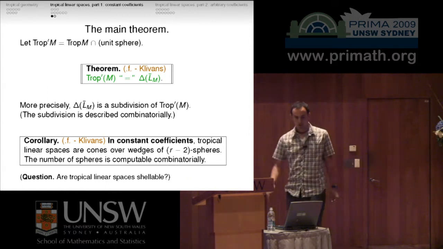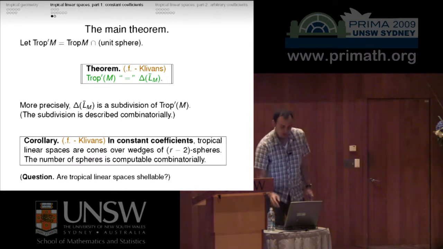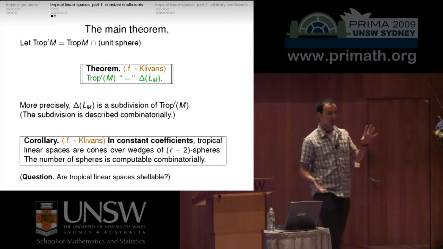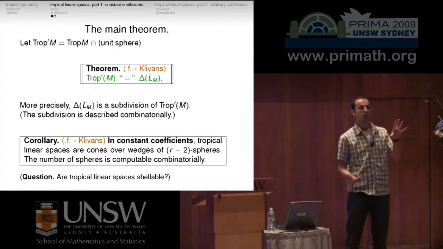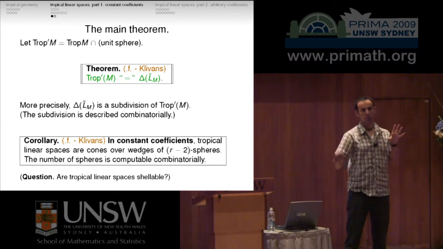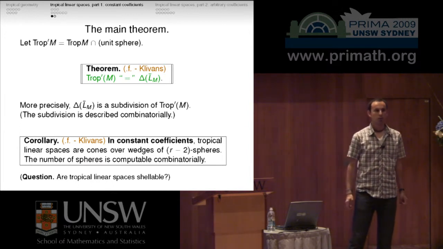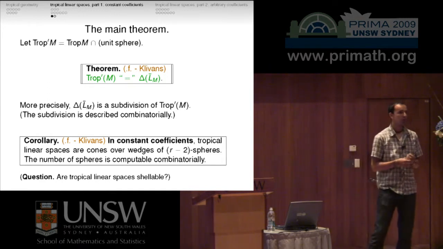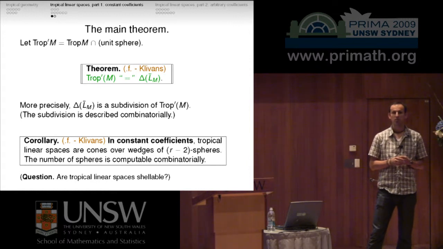Well, that's almost true. Our theorem is that you can take the tropical linear space of a matroid and then subdivide it to get this order complex that I just described. But of course, subdivision is not going to change your topology, which was our motivation. We wanted to understand the topology of tropical linear spaces.